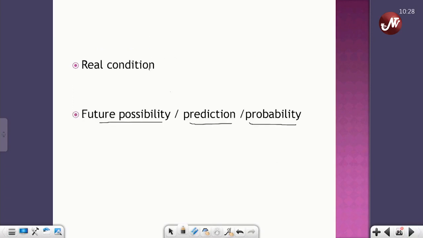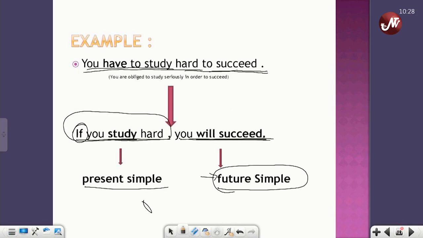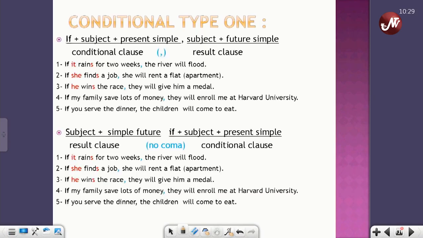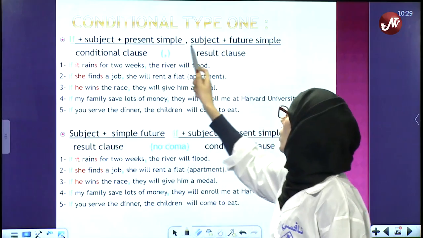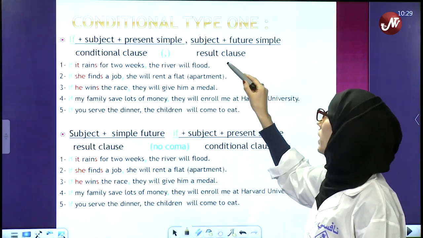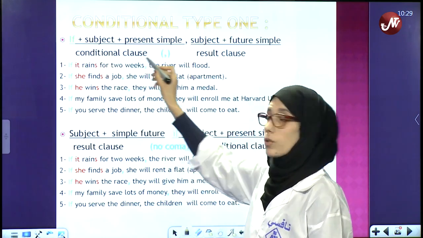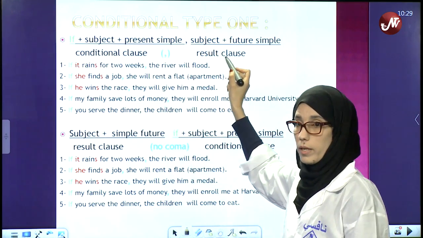And the future possibility: possibly you are going to succeed, or I predict that you are going to succeed, or probably you are going to succeed. So this is the result here. So the result is in the future, okay? Now let's see the form. The form is if plus subject plus present simple in the conditional clause. We put the subject plus verb in the future simple in the result clause. Always we separate between them with a comma, between the conditional clause and the result clause, okay?